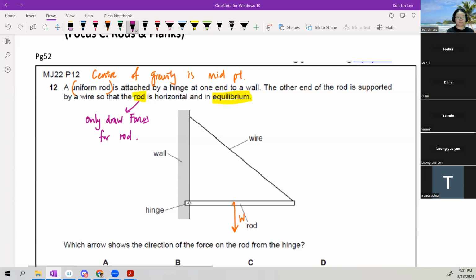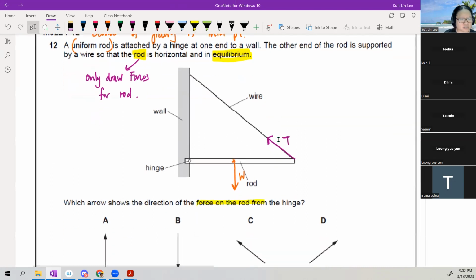We have tension in the wire. So the wire is used for pulling. So tension will be in this direction. I don't know the magnitude of this tension. I don't know whether it's big. I don't know whether it's small. I just know it's pointing in that direction. Okay. So which arrow shows the direction of force on the rod from the hinge?